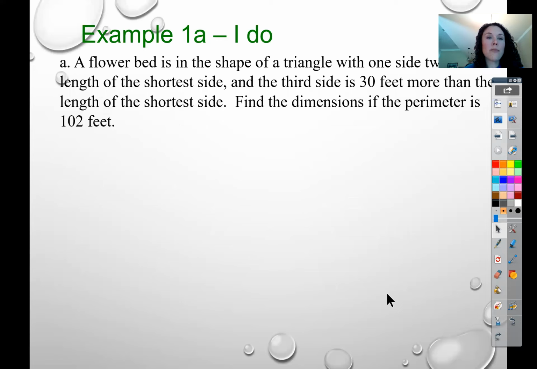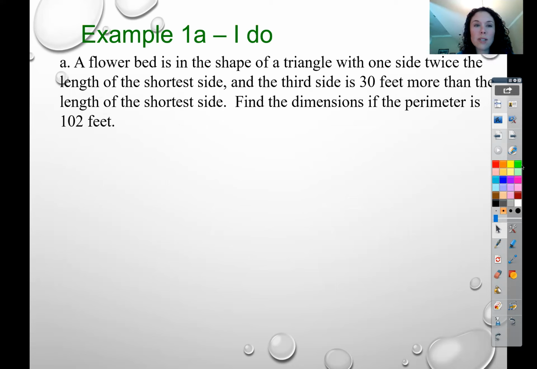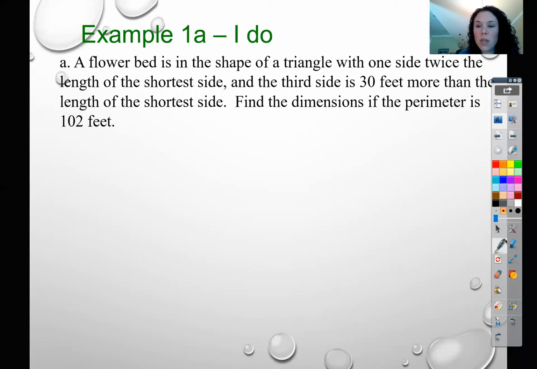So let's do the first one. A flower bed is in the shape of a triangle with one side twice the length of the shorter side, and the third side is 30 feet more than the length of the shortest side. Find the dimensions if the perimeter is 102. Okay, so we have to start working with this. All right, so we have three sides, right?